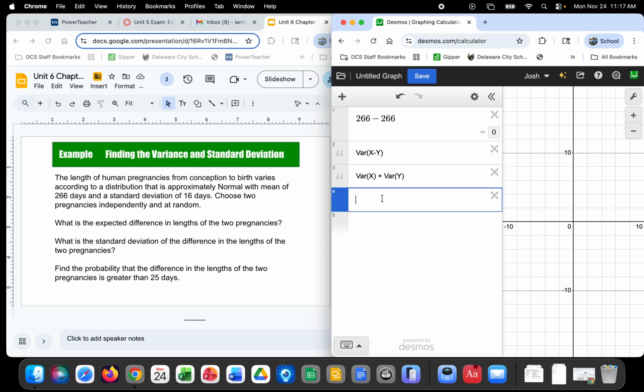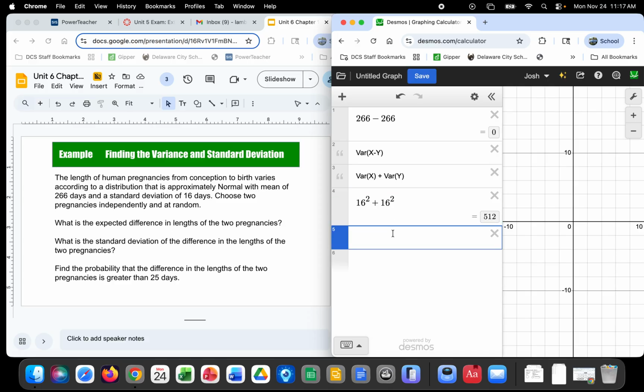Okay, well, what is the variance of x? The variance of x would be the square of the standard deviation. So it says that it has a standard deviation of 16, so I'm going to do 16 squared. That is the variance of x, plus the variance of y, which is also another 16 squared. So this variance of x minus y is 512. So what is the standard deviation? SQRT, the square root of 512. So the standard deviation of this random variable is 22.627.